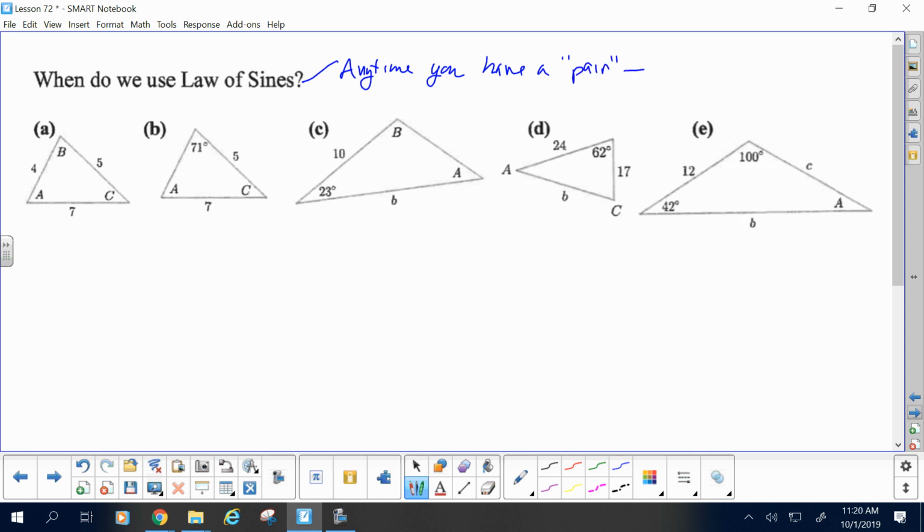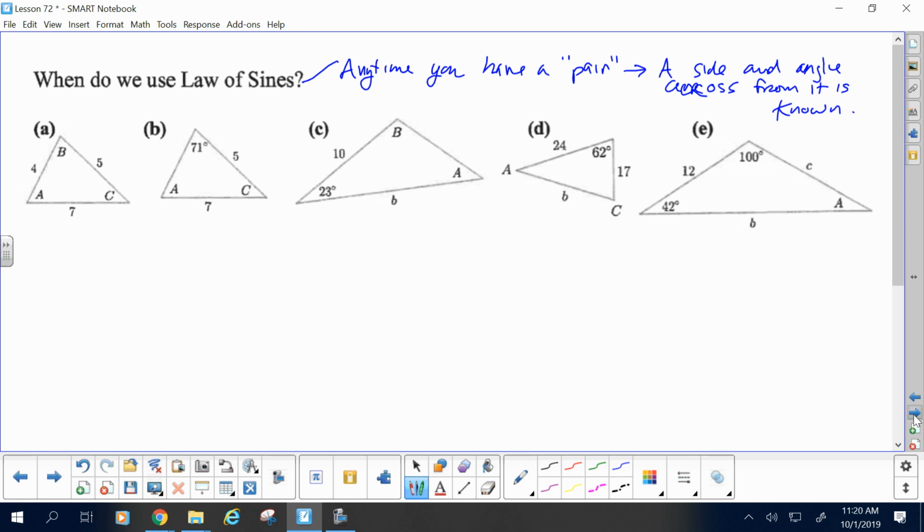Where a pair means a side and the angle across from it is known. That constitutes a pair. So, for example, in this case, in A, do you have a side and an angle across from it given in any case?